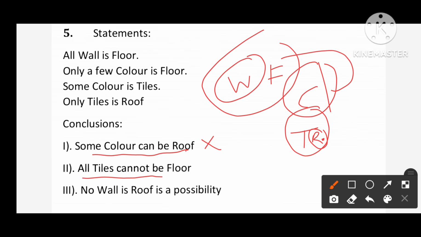All tiles cannot be floor, so can we place all tiles inside a floor? It is not possible, so this is true.